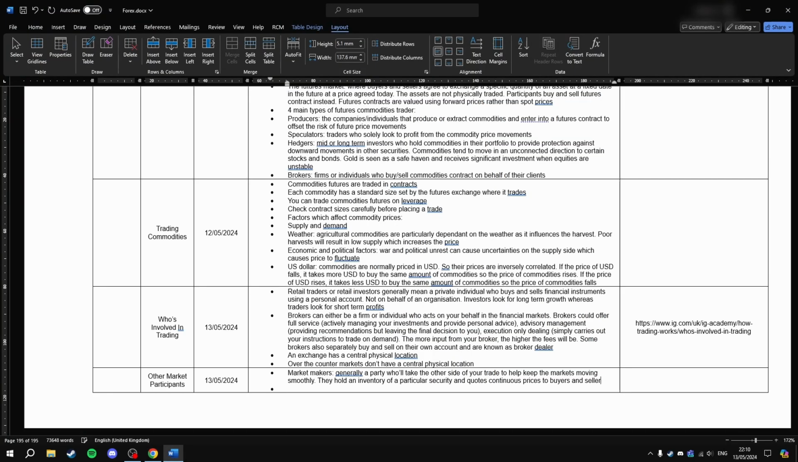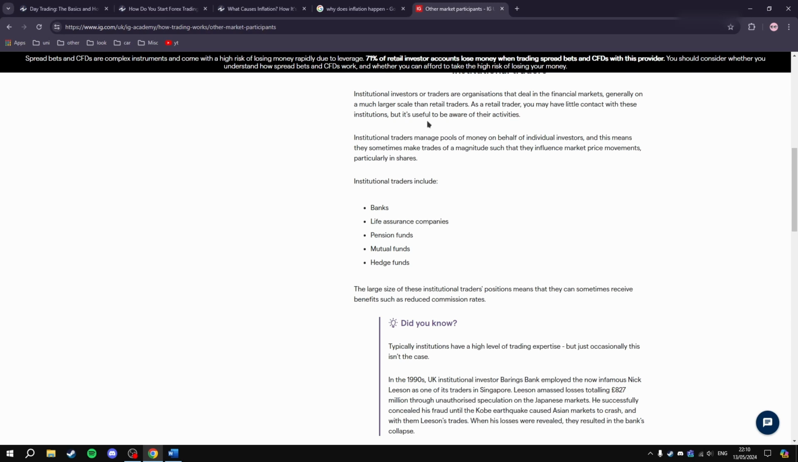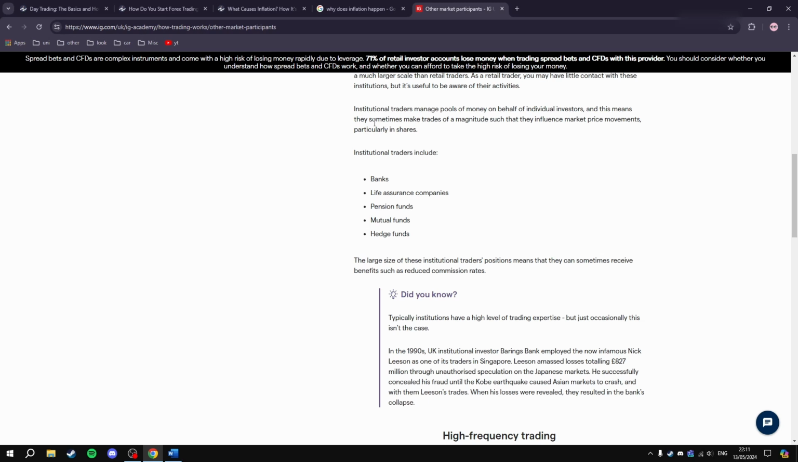Institutional traders. Institutional investors or traders are organizations that deal in the financial markets, generally on a much larger scale than retail traders. As a retail trader, you may have little contact with these institutions, but it's useful to be aware of their activities. Institutional traders manage pools of money on behalf of individual investors, and this means they sometimes make trades of a magnitude such that they influence market price movements, particularly in shares.